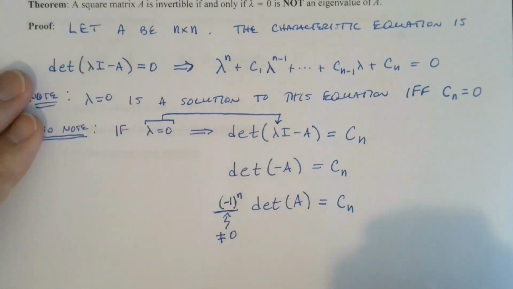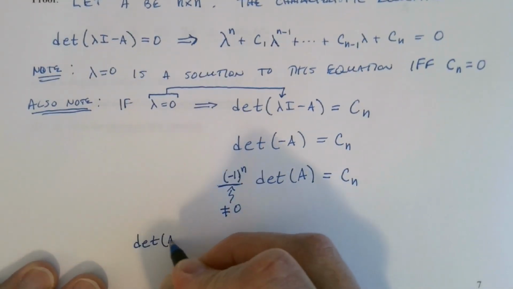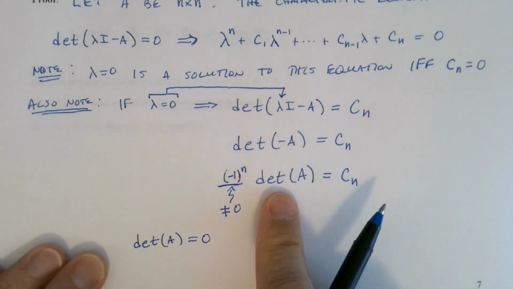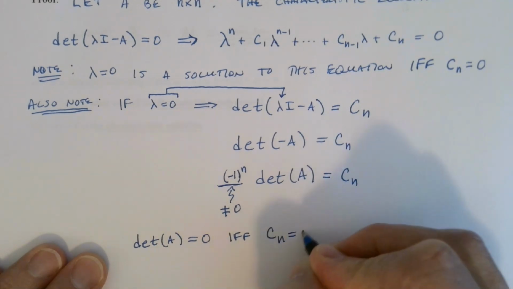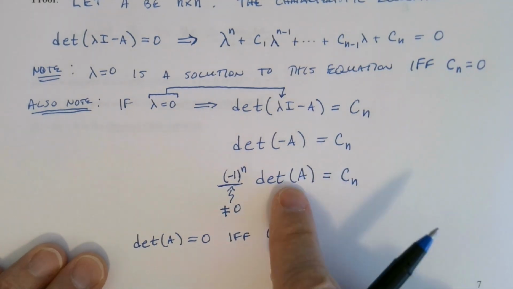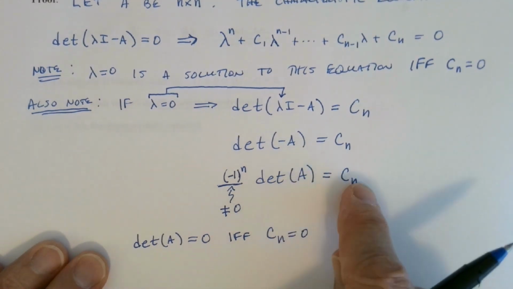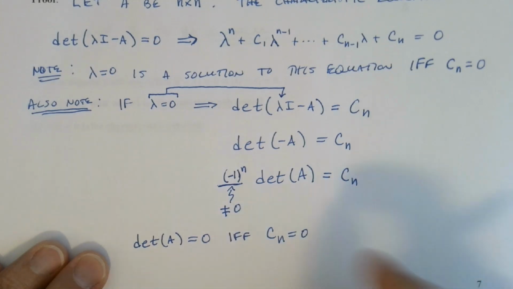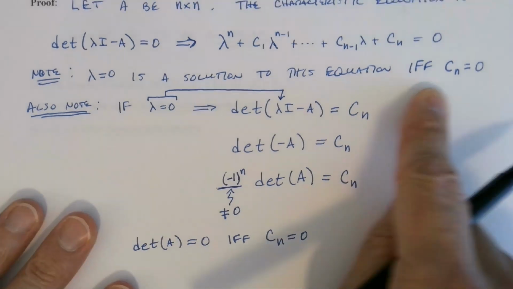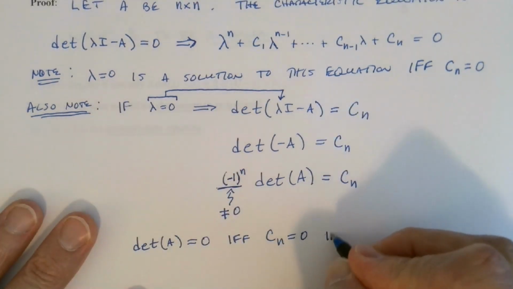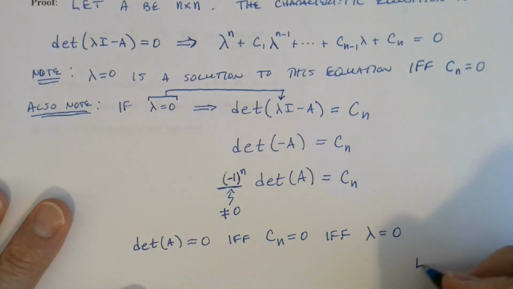And so, with this final statement, I will simply say that the determinant of A is equal to 0 if and only if Cn is equal to 0. If Cn is 0, then the determinant of A has to be 0. If the determinant of A is 0, then Cn has to be 0, because this quantity is not 0. But Cn is equal to 0 if and only if what? Lambda equals 0. The eigenvalue is equal to 0. And that's really the proof.